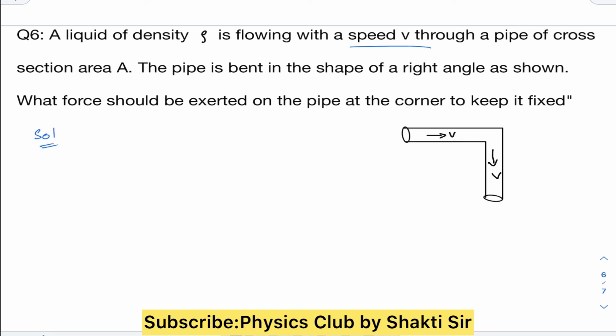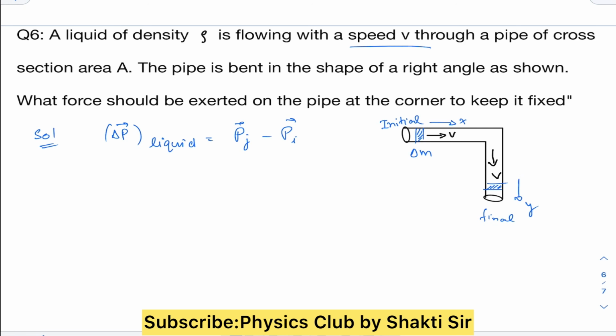Let's solve this. Again, it is the case of a liquid, so I am considering a small mass delta m. Initially it is moving towards the positive x-axis, and finally it is coming out along the negative y-axis. So if delta m is the mass of the liquid, then the change in linear momentum of the liquid can be written as j cap minus i cap, because final minus initial, final is along the j cap and initial is along the i cap.